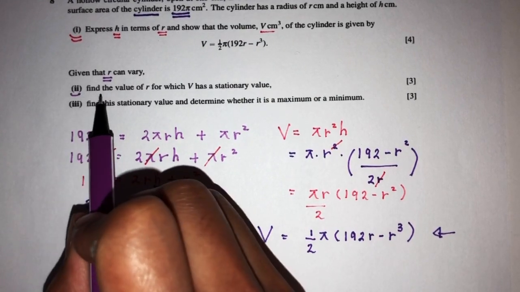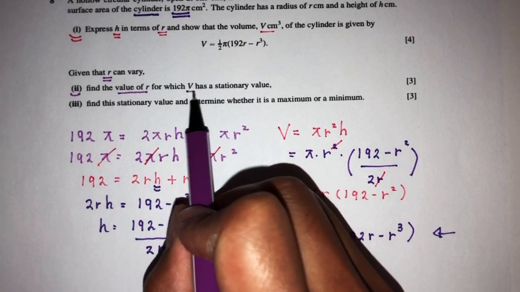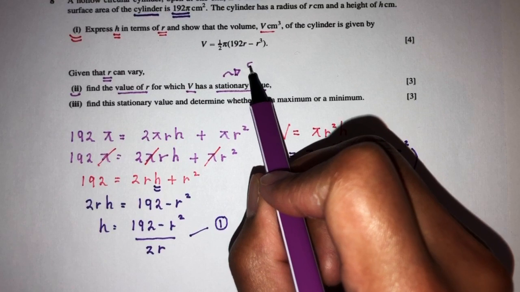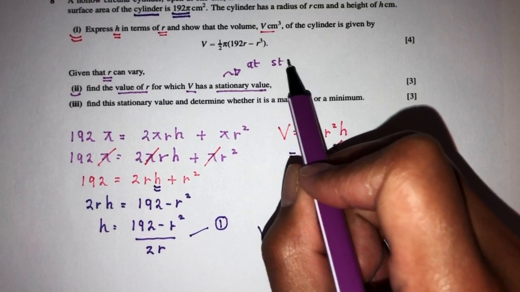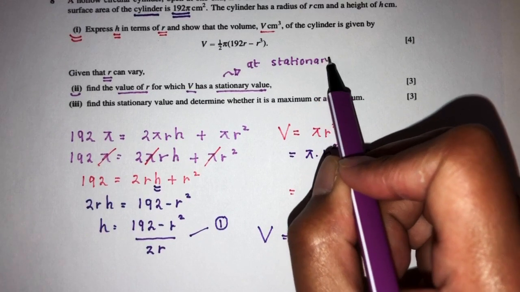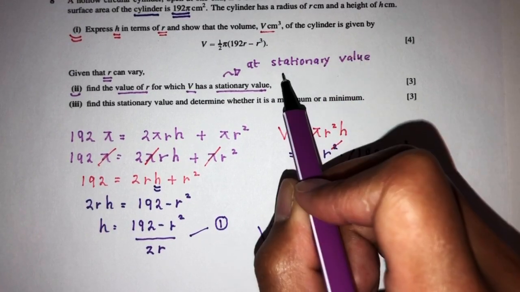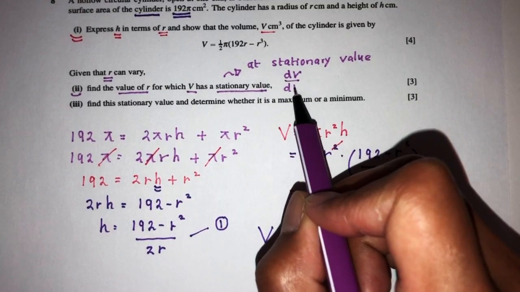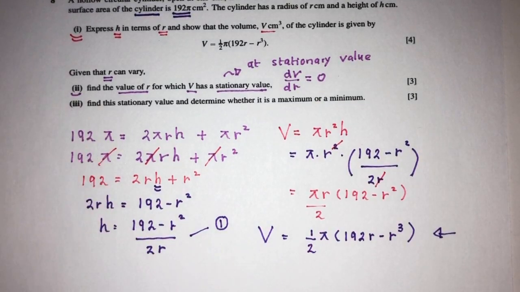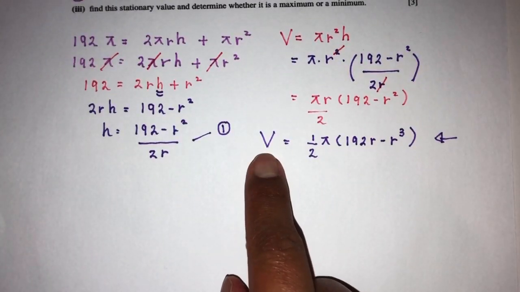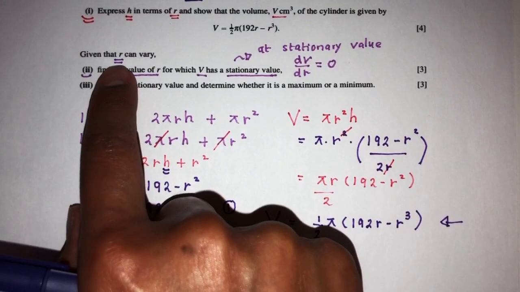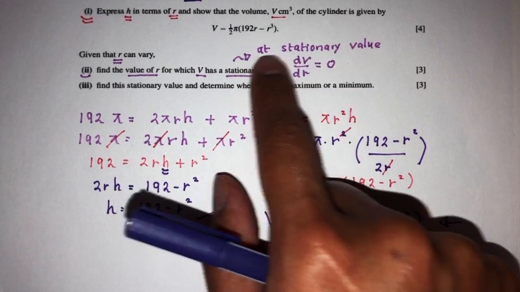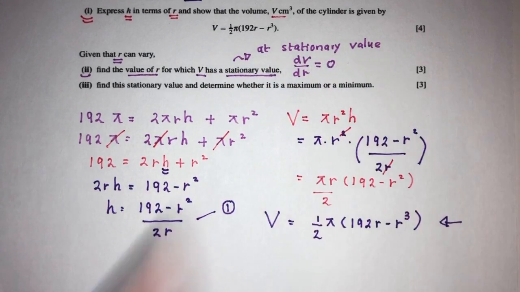Now part 2, we have to find the value of r in which V has a stationary value. Now we know that at the stationary value, we have to have dV by dr equal to 0. So V has a stationary value, so dV by dr has to be 0. We have to know this, because as you can see here, the equation of V is in terms of r, and r varies, so we have to have dV over dr is equal to 0. This is what happens at the stationary value.